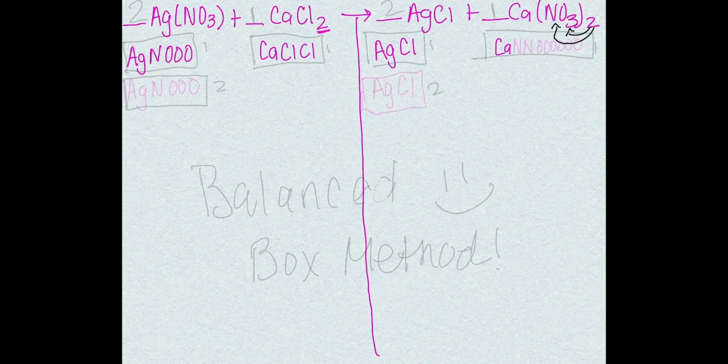So in order to do that, I now know that 2 times 1 is 2. So that means that I am going to have 2 nitrogens, okay? And then I know that 2 times 3 is 6. So I'm going to have 6 oxygens. 1, 2, 3, 4, 5, 6, okay?